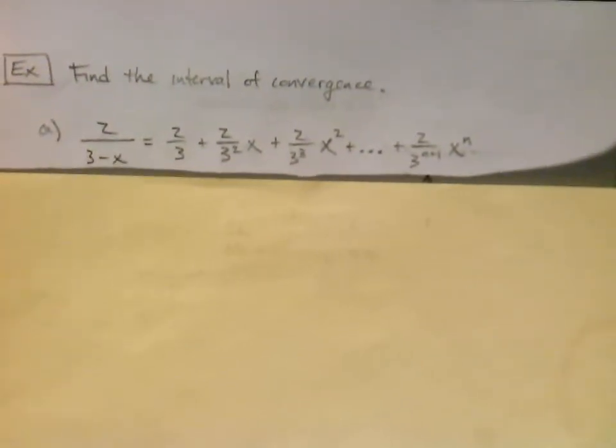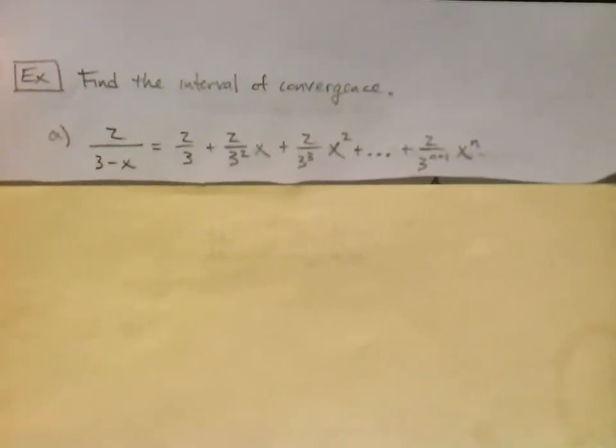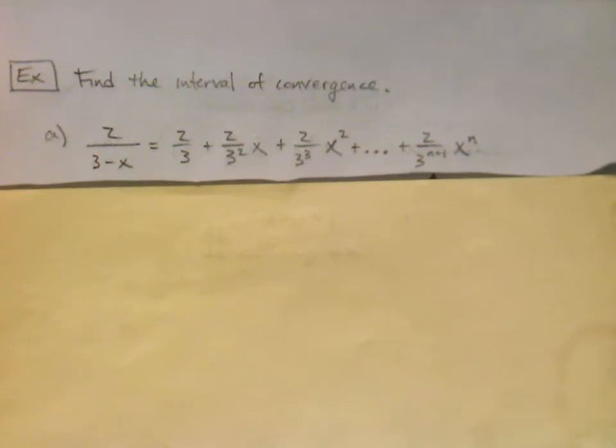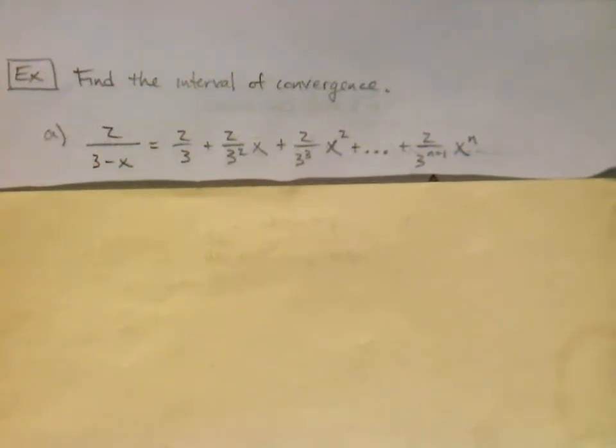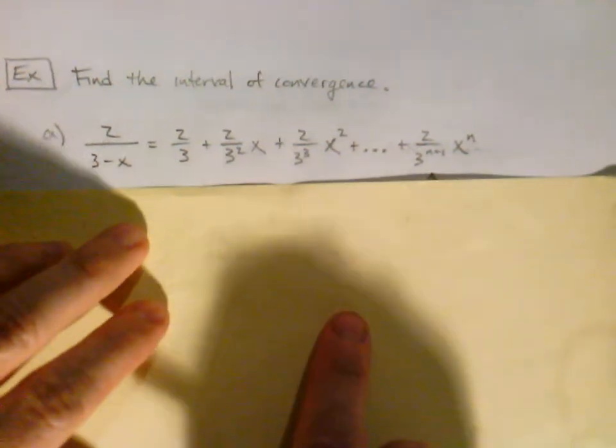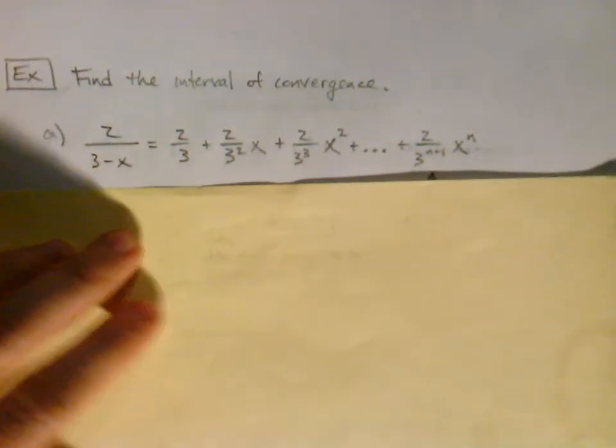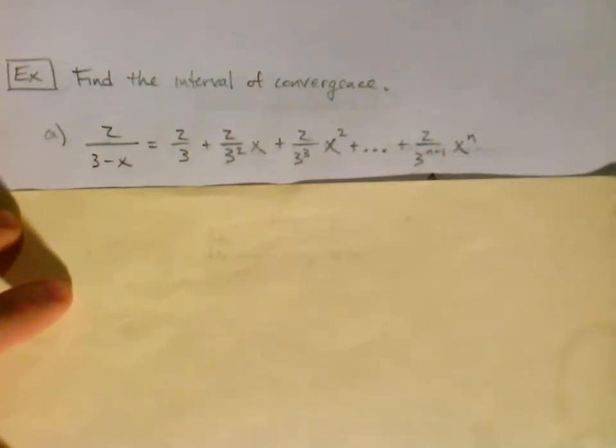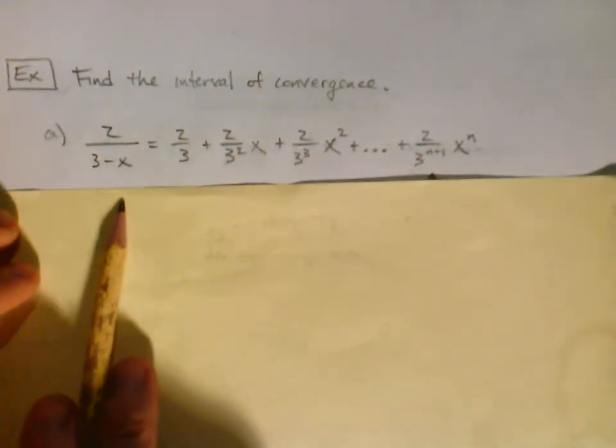We've got all the theory. Let's look at our first example. We've got 3 of these, just to highlight different things that we might encounter. Okay. So the question is, find the interval of convergence 2 over 3 minus x.